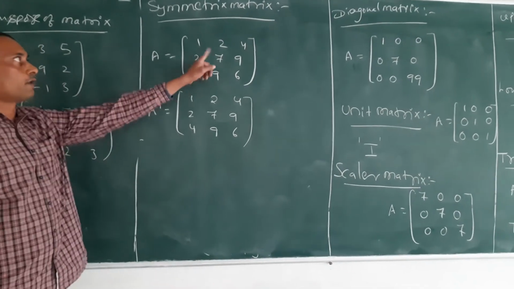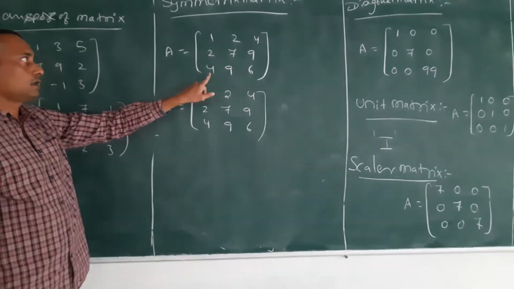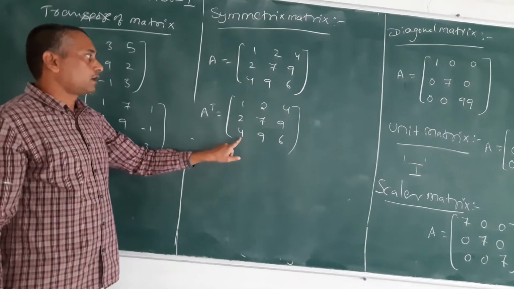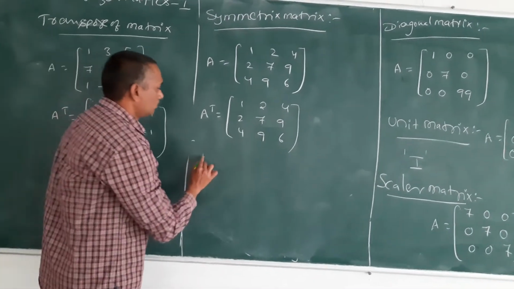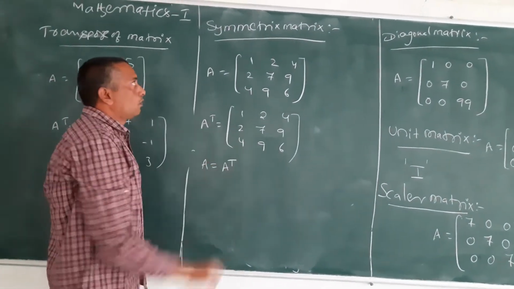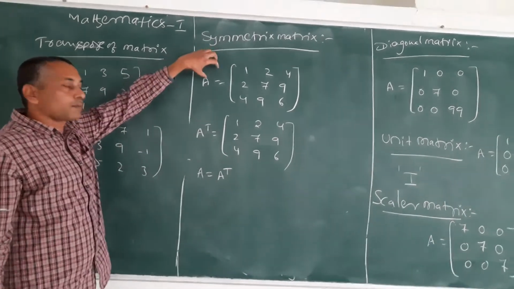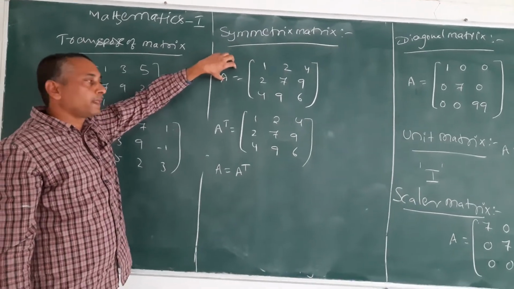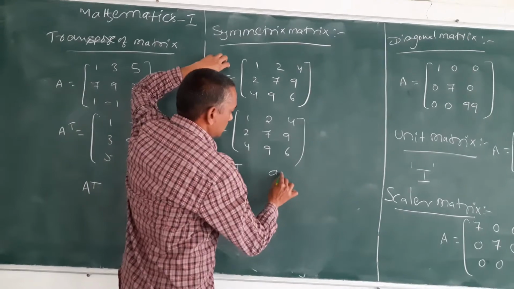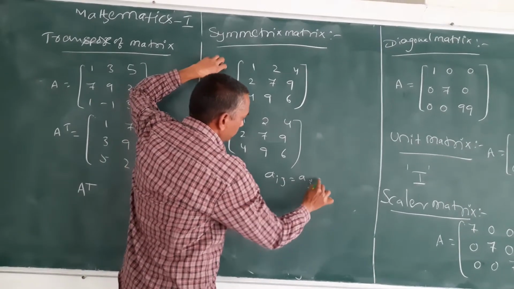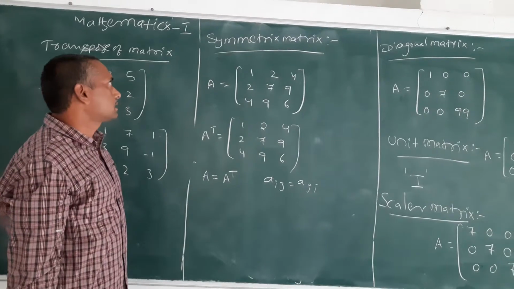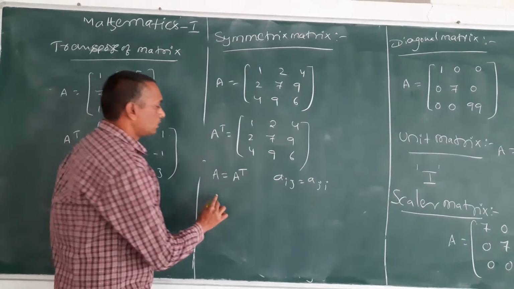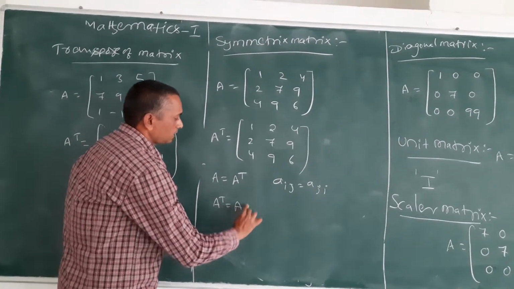Here A equals 1, 2, 4, 2, 7, 9, 4, 9, 6. A transpose is also 1, 2, 4, 2, 7, 9, 4, 9, 6. Here A equals A transpose. A square matrix is said to be symmetric if A_ij equals A_ji for every i and j. Thus A is a symmetric matrix if and only if A equals A transpose.